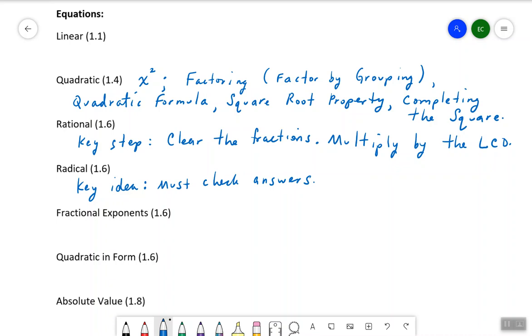For fractional exponents, probably the biggest takeaway was to remember properties of exponents. And so there are some details there that you'll want to go over again before the exam.